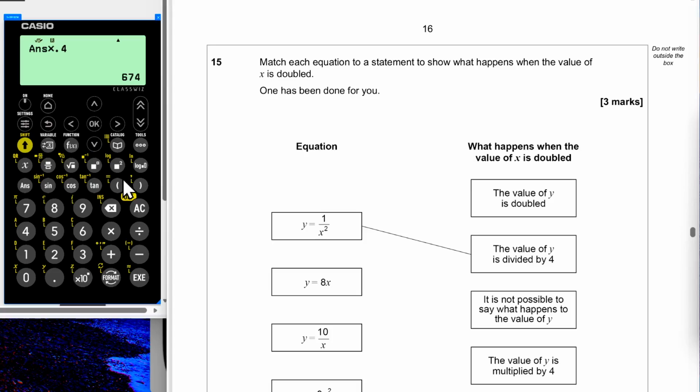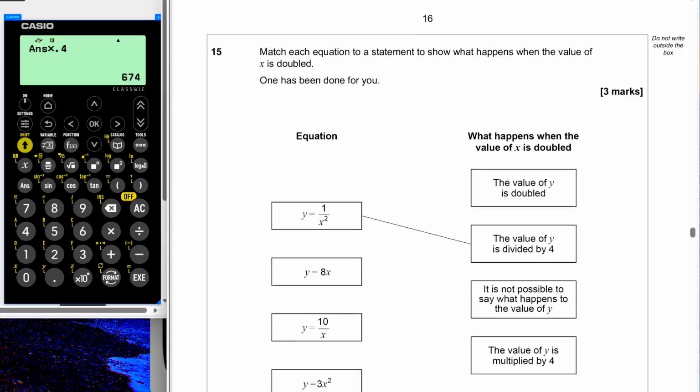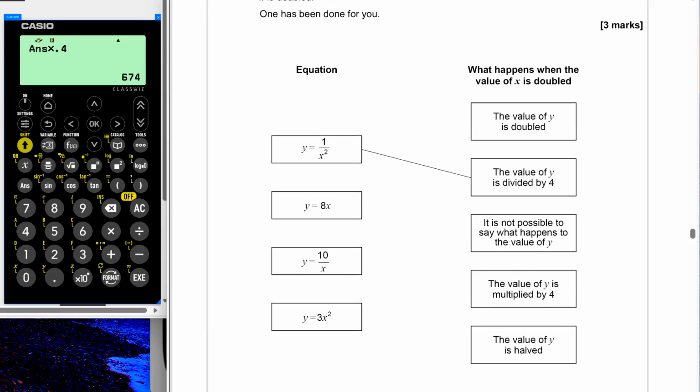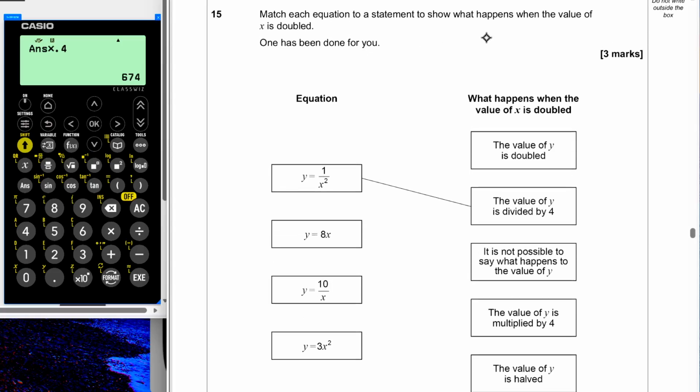Right, match each equation to the statement to show what happens when the value of x is doubled. Okay. I was going to say we can get rid of the calculator, but we don't really need to. So what happens when the value of x is doubled? So x is going to be replaced by 2x in effect. Right, we're going to kind of switch x for 2x.